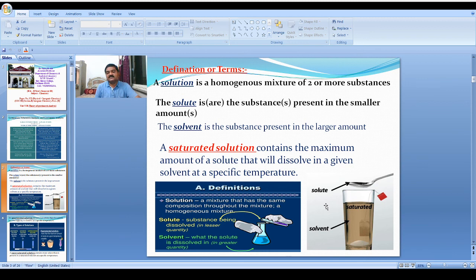It is a clear solution. This is known as a saturated solution. The definition of a saturated solution: it contains the maximum amount of the solute that will dissolve in the given solvent at a specific temperature.